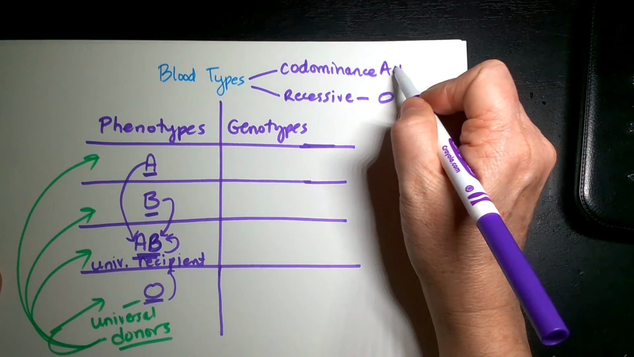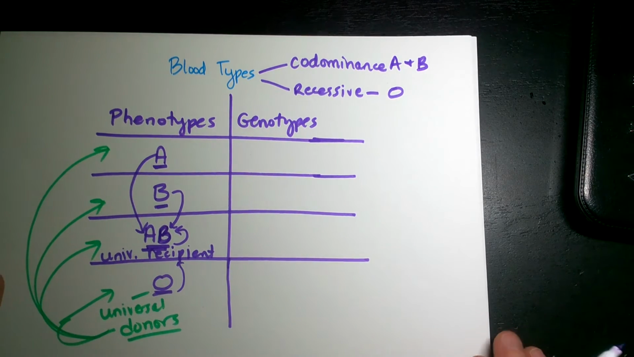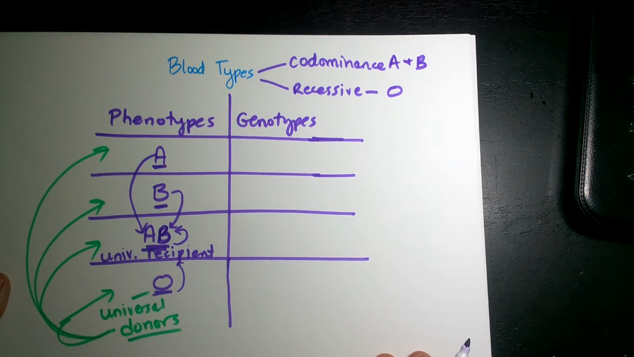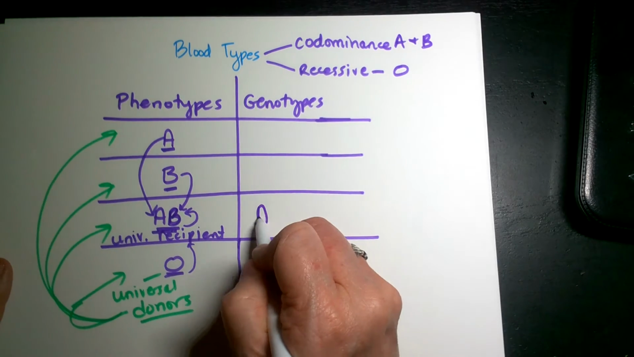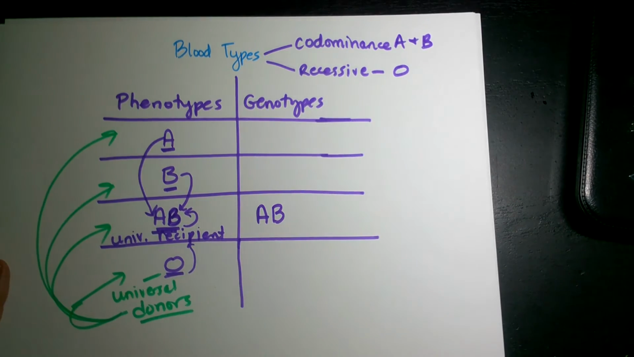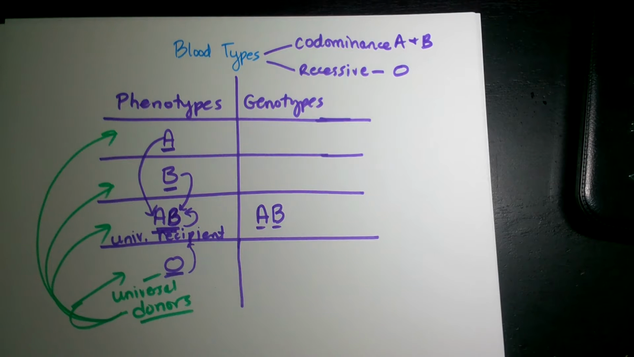But A and B are codominant. So A cannot beat B if you inherit an A, and B cannot beat A. So they both show up. So a person who is AB blood, that means they received an A and a B gene. So one parent gave them an A allele and one parent gave them a B allele. And so we don't call that C, we call that AB. That means they actually have both.